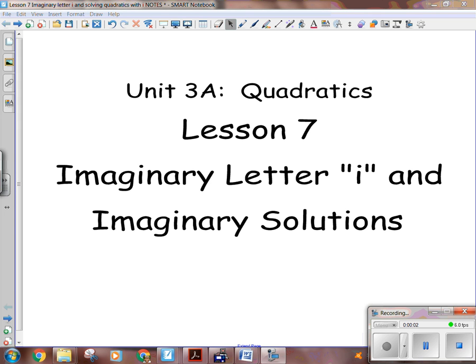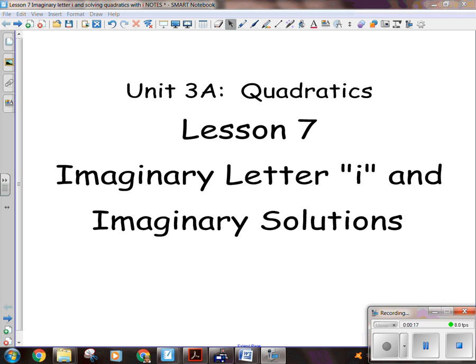All right, this is going to be on lesson 7 in quadratics. This is unit 3A. Today we're going to talk about imaginary letter i and imaginary solutions. And then part 2 of this, which is lesson 7A notes, is going to be on the real number system.